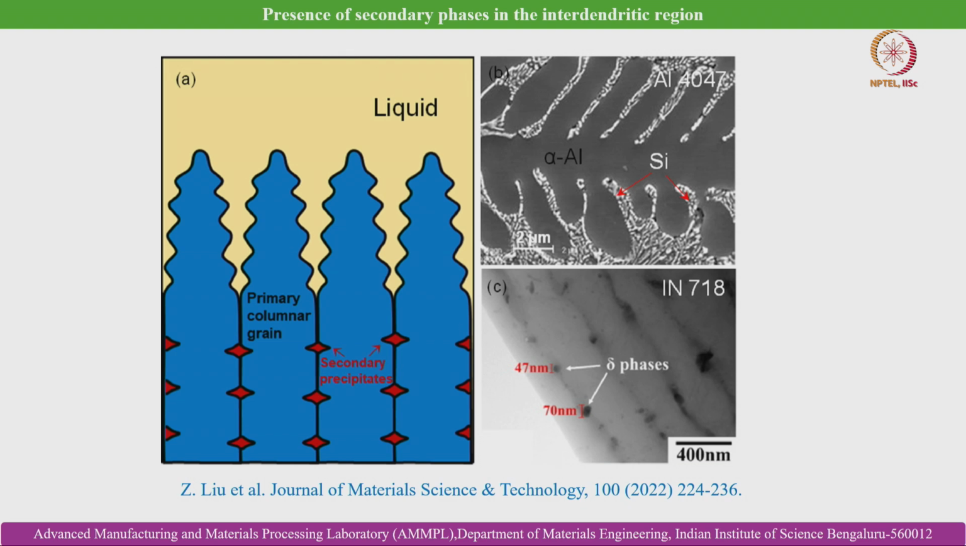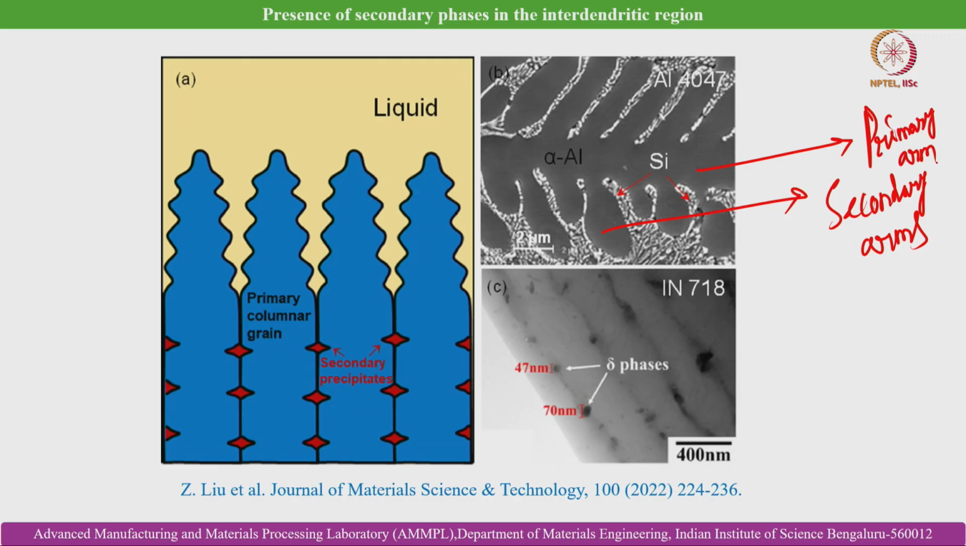So, this second example is shown in case of a classic aluminum-silicon alloy. You can see the segregation of solute silicon in the interdendritic arm spacing. Here these are basically the secondary arms, and this is the primary arm of the dendrite. Between neighboring secondary arms there is a segregation of silicon.